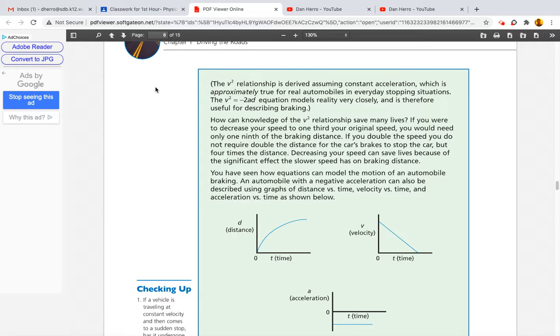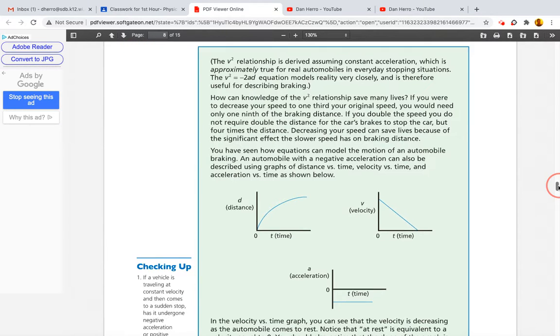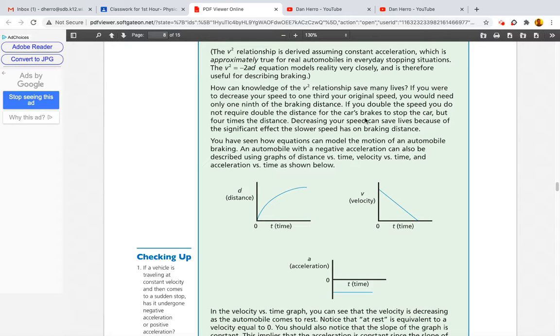The velocity squared relationship is derived assuming, let me scroll down so we can see the whole diagram. The velocity squared relationship is derived assuming constant acceleration, which is approximately true for real automobiles in everyday stopping situations. The velocity squared equals negative 2 times acceleration times distance equation models reality very closely and is therefore useful for describing braking.